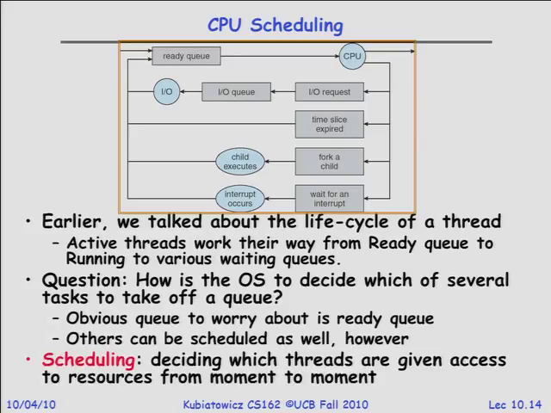Scheduling is basically this idea of deciding which threads are given access to resources from moment to moment. Notice, by the way, that you could have a wait queue for a disk. The disk becomes free, and you could schedule which one gets to use the disk. Okay, that's another scheduling algorithm. Now, for the next lecture and a half, we're mostly going to be talking about how to pull things off the ready queue. But the ideas of scheduling certainly can be applied to any other queue on which things are waiting. Okay?